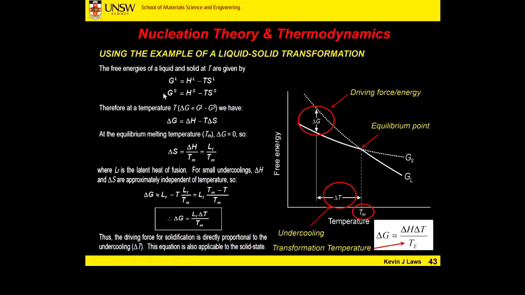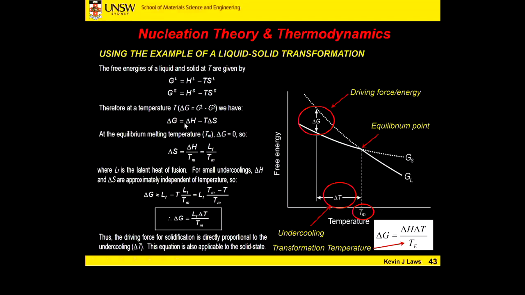We've got the same thing going on for the solid, the solid that we're intending to precipitate or transform into, and that's represented by this line here. Obviously, they're different; they're two different phases. At any given temperature, we can then determine our delta G, which is the difference between the free energy of the liquid and the solid. It's a basic subtraction. So for this temperature on this axis, our delta G is essentially this distance here on our free energy plot.